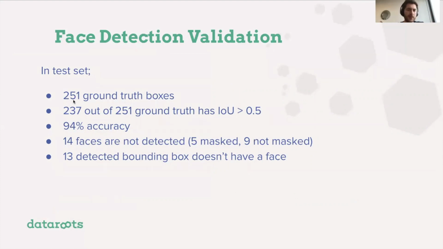Among 251 ground truth boxes, like faces, we correctly predict 94%. And personally, I find this score is very good because most of the faces are masked, and even if they are masked, this face detection algorithm predicts them very accurately.